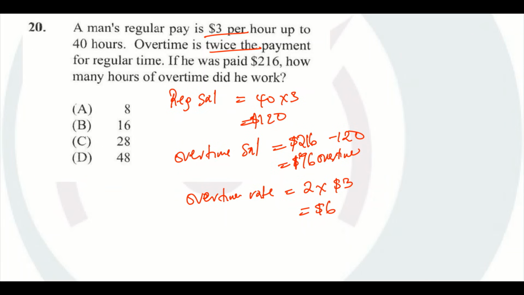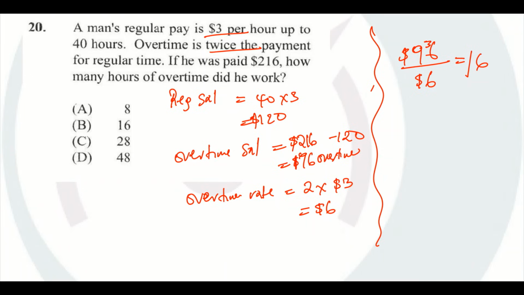So to find the overtime hours now, we're going to have the $96 that he earned divided by the $6 rate. So 6 into 9 goes 1 time, remainder 3. 6 into 36 goes 6 times. So he works 16 hours of overtime. So that's our answer. Our answer is going to be B.